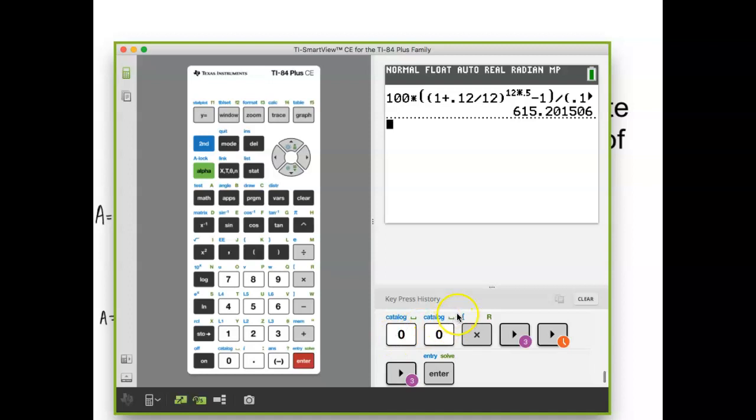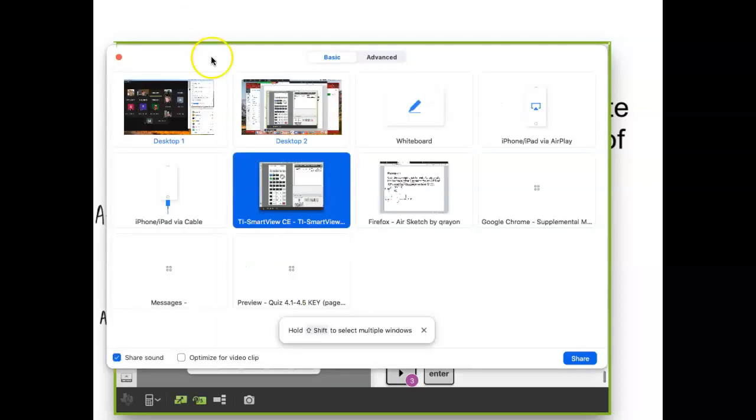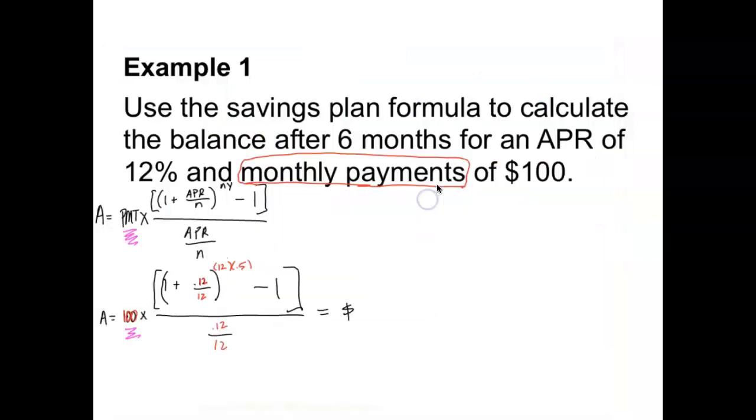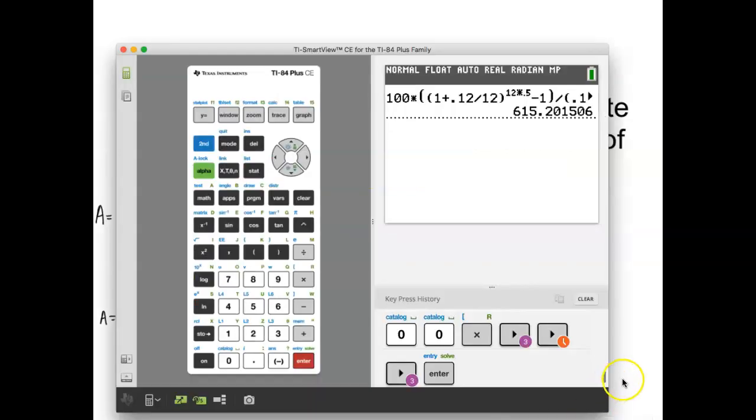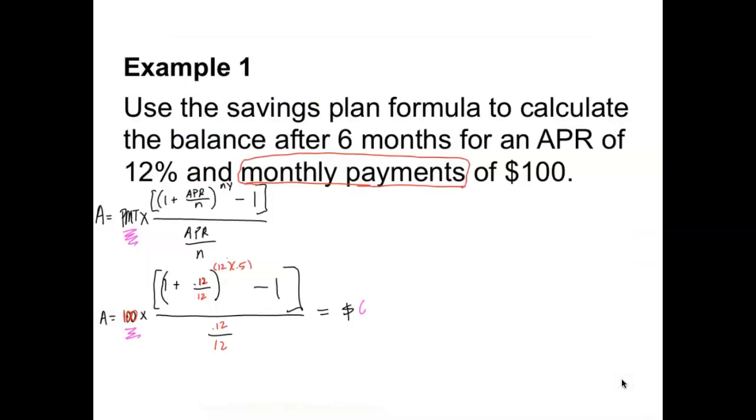So 615.20 is our answer. And that answer makes sense, right? Slightly more than 600 because we're accruing interest each month as we make these deposits because we have an annual percentage rate of 12%. All right, so that was 615.20. And there is our answer.